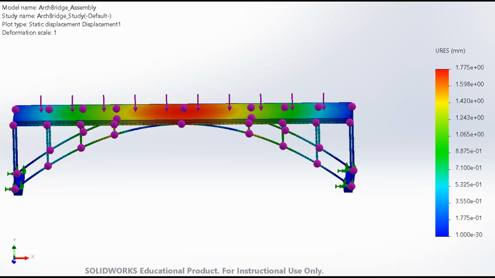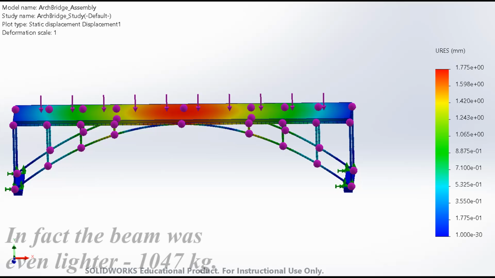These thick structural members increased the mass of the whole bridge to over 5,300 kilograms. The beam bridge was 1,300 kilograms. So this was a brute force solution.